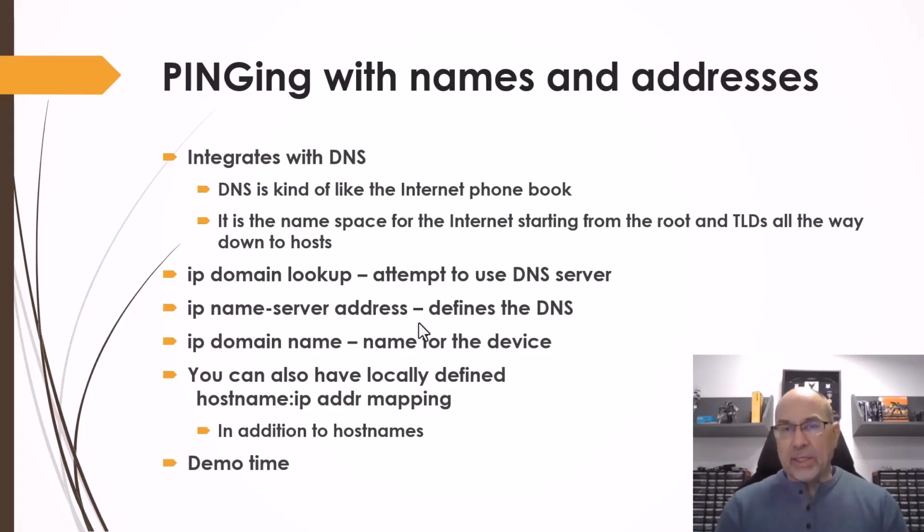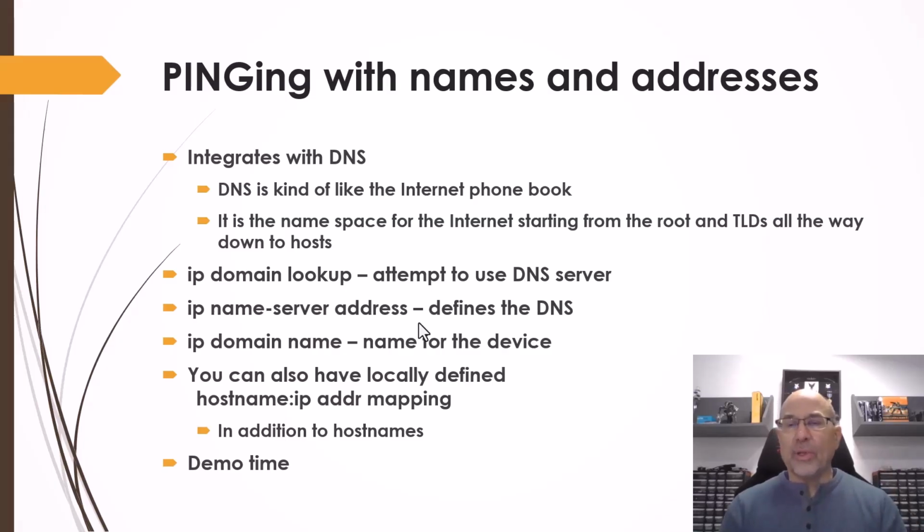Remember that DNS is actually kind of like the phone book for the internet. So when we talk about IPv4 addresses or IPv6 addresses, we're talking about the address space. But of course, people don't use addresses like IPv4 addresses. They use names, www.cisco.com. These are all part of what we call the namespace, and DNS, or the domain name system, is the thing that maps names to IP addresses.